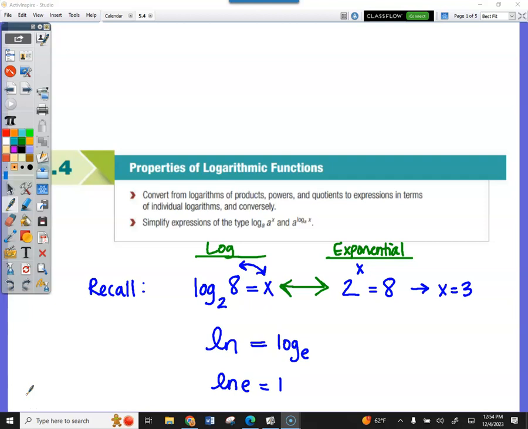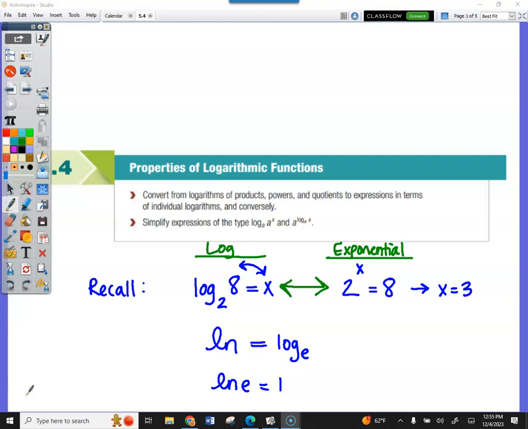5.4 is learning the properties of logarithmic functions. You're learning the expansion and condensation properties: how to take a condensed log and expand it out into multiple terms, and how to take an expanded log in multiple terms and condense it down to a single log with matching bases.